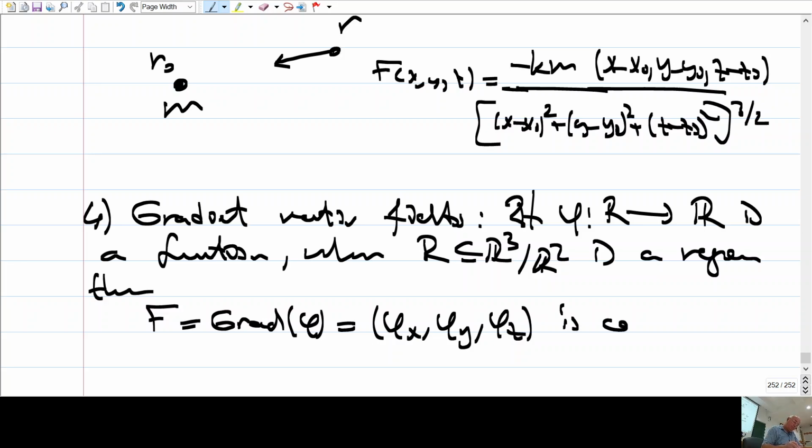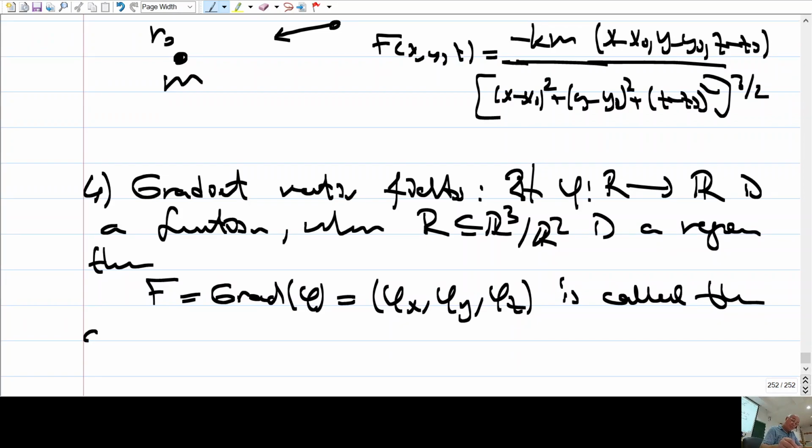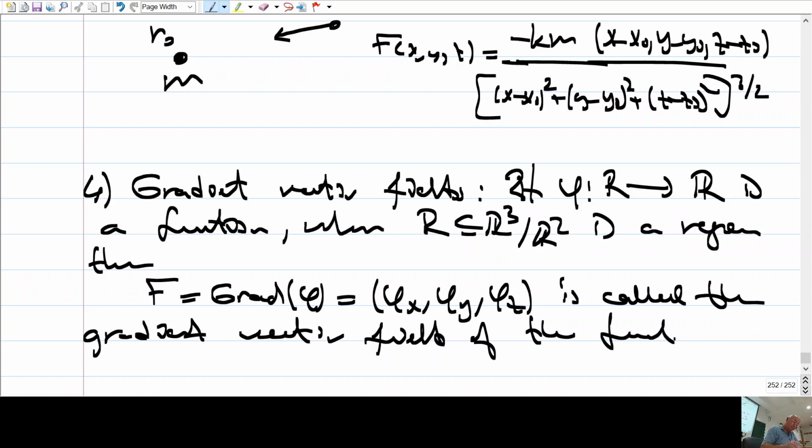It's called the gradient vector field of the function phi. Okay.